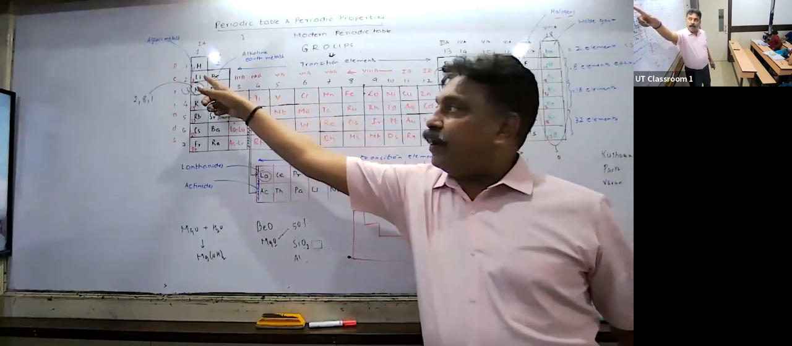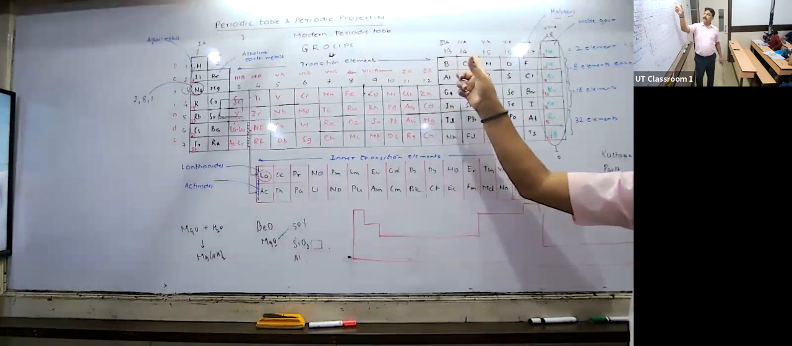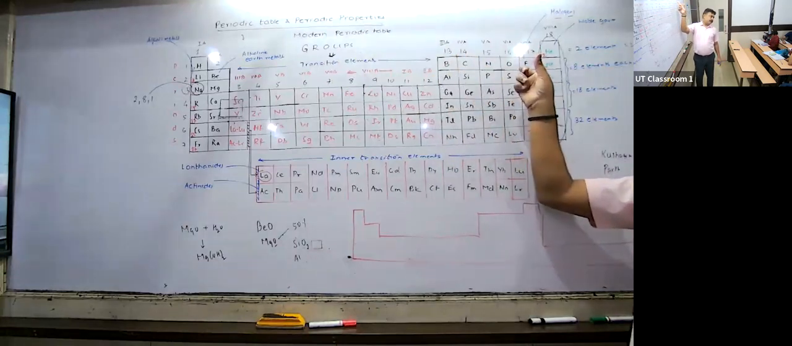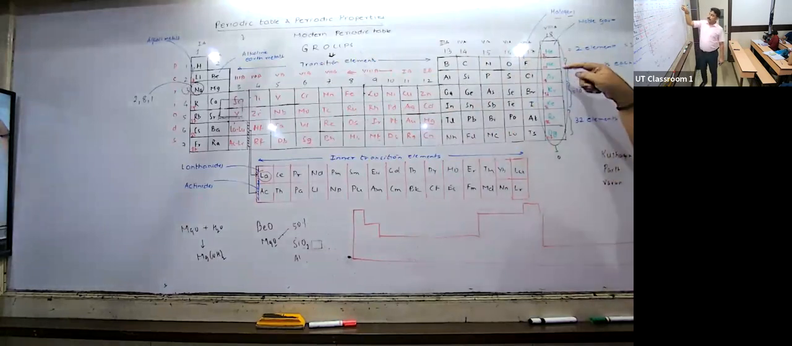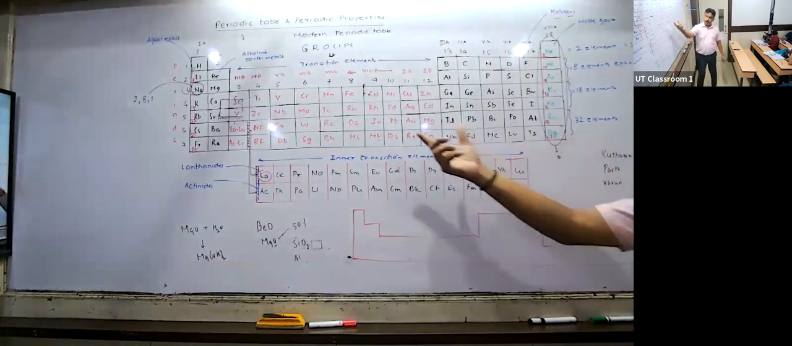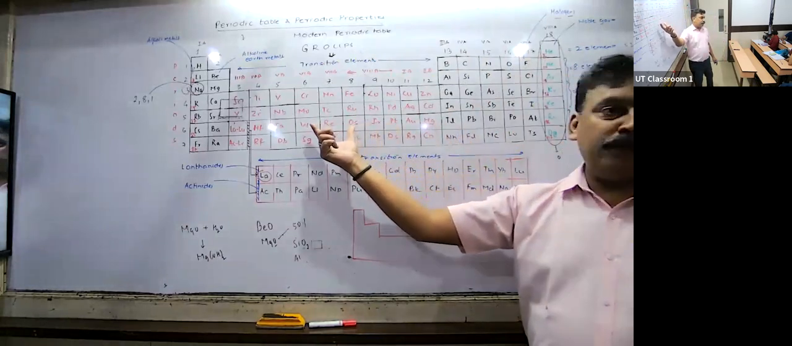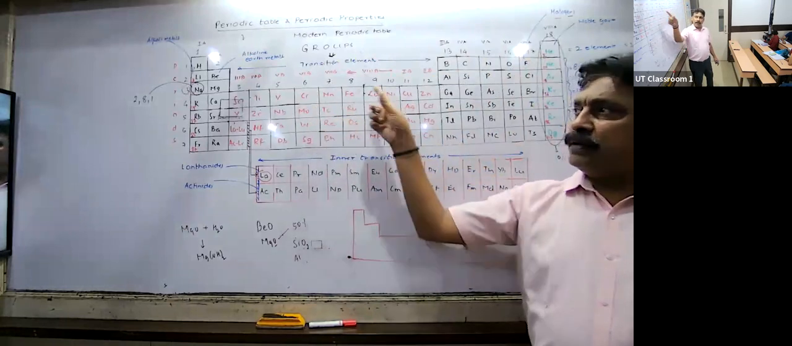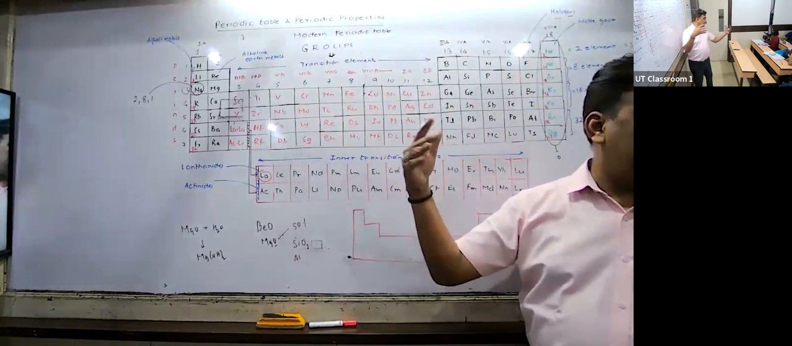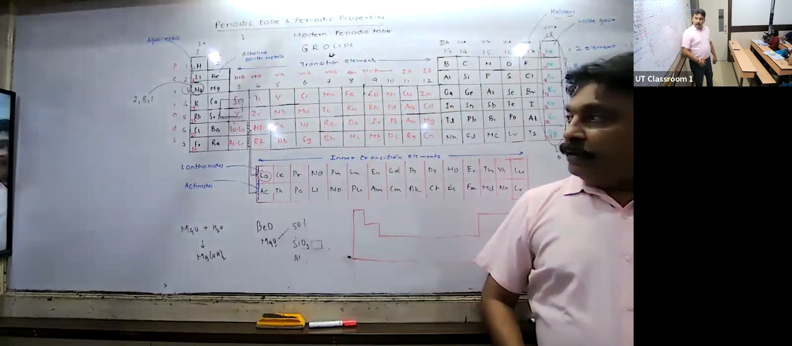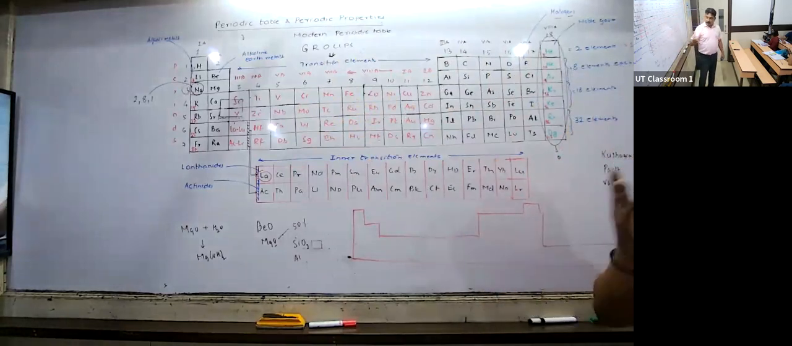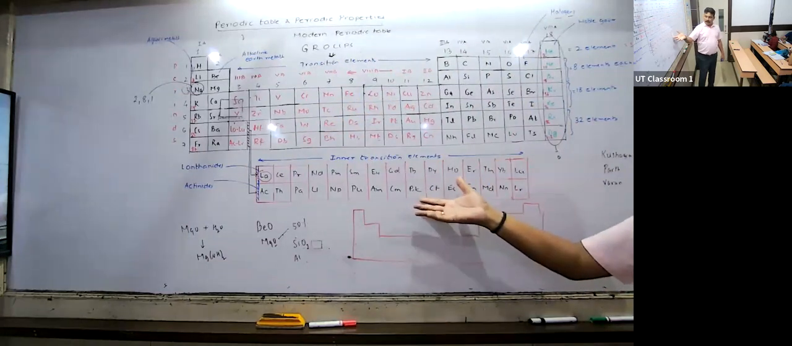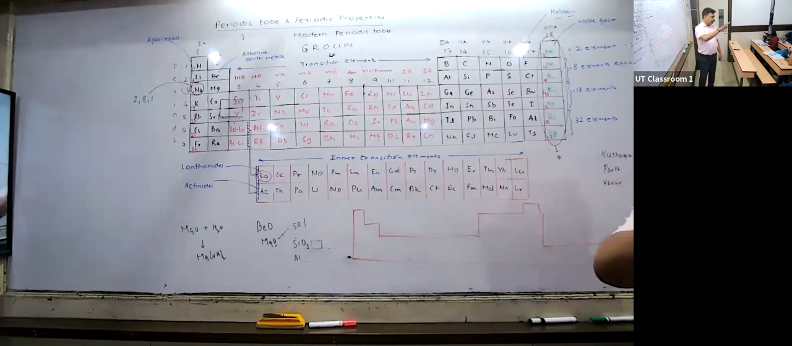You know, 1A, 2A, 3A, 4A, 5A, 6A, 7A. They are all incomplete, one shell incomplete. 0 shell incomplete means inert gases. Last 2 shells incomplete means these 40 elements. Look, the chemistry of these 40 elements will go together. And the chemistry of these 28 elements is that they have the last 3 shells incomplete.